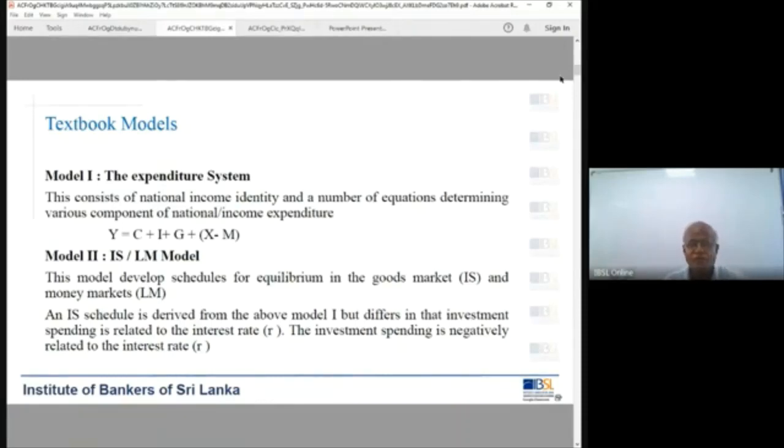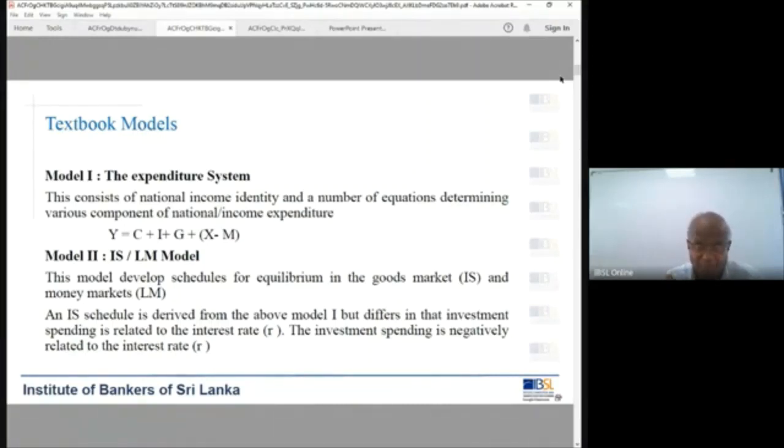To discuss the interaction between the monetary sector and the real sector, the IS curve explains the equilibrium in the real sector, the goods and services market. The LM curve explains the equilibrium in the money market or the bond market. The IS schedule is derived from the above model.